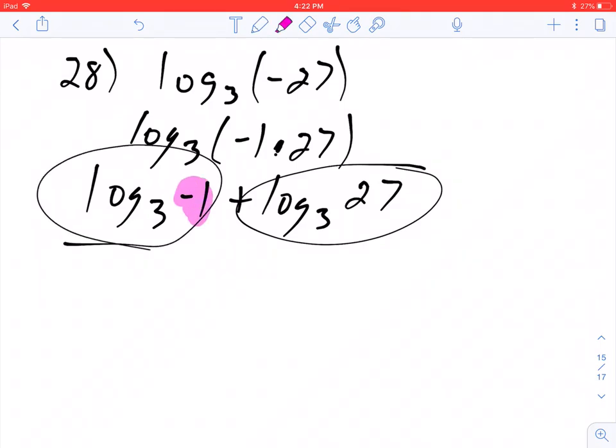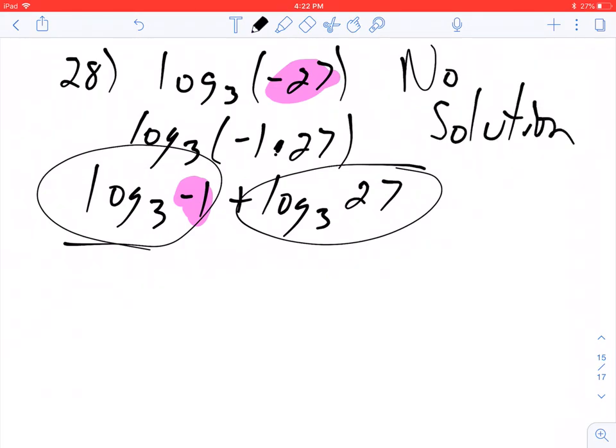This number right here, this negative number, you cannot log negative numbers. So actually, back up here, we could have said there is no solution. If you try typing in your calculator log of negative 27, you will get an error. So there's no solution, and it's because negative numbers cannot be logged. They are not in the domain. And that is an option in the directions.